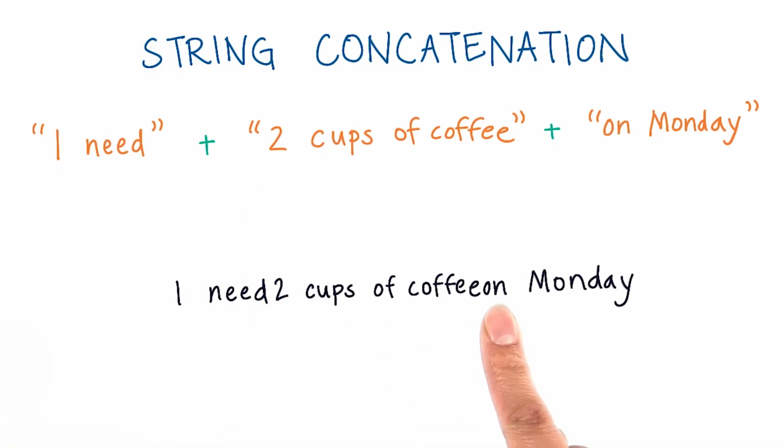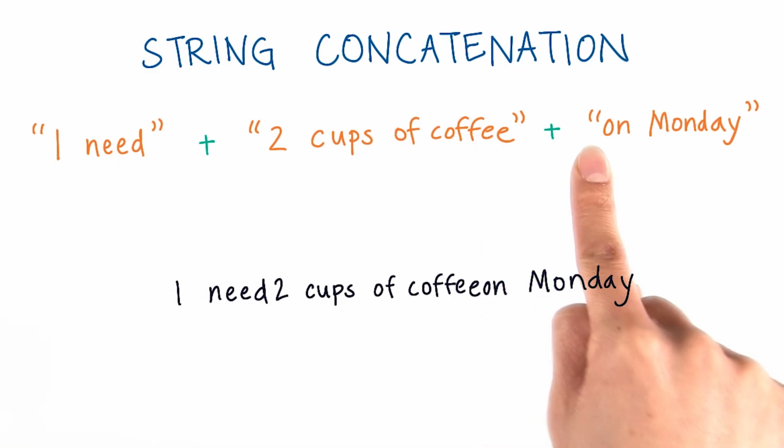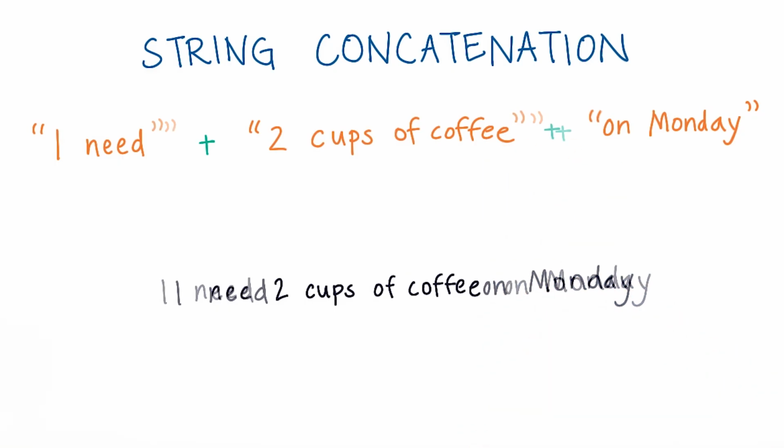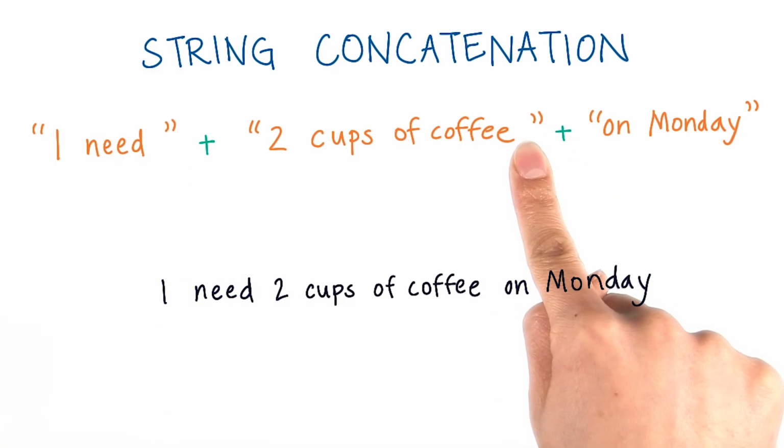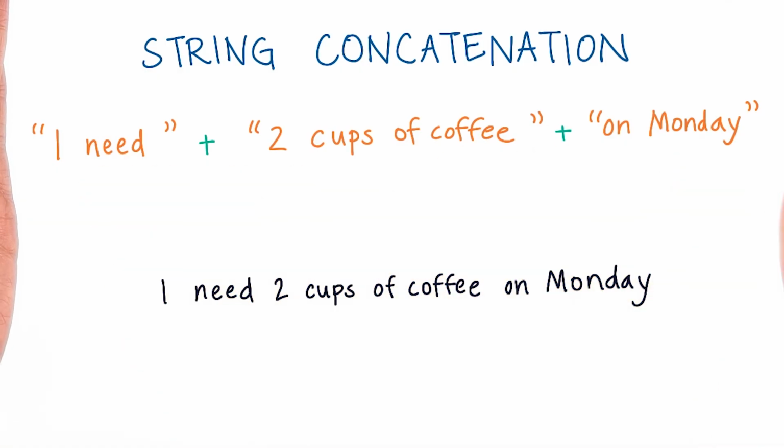Same with coffee on Monday. I want a space here, so I'd have to either add it at the end of this string or the beginning of this string. I added a space here and a space here, so when I concatenate all of this together, I squish them together, and the sentence comes out correct like this. There's a space here and a space here.